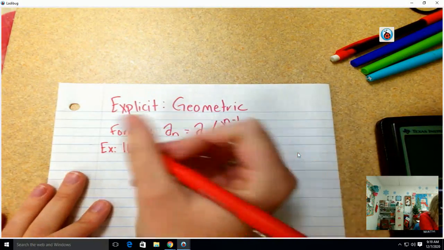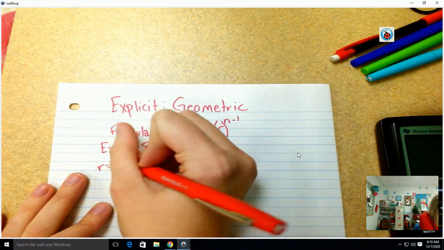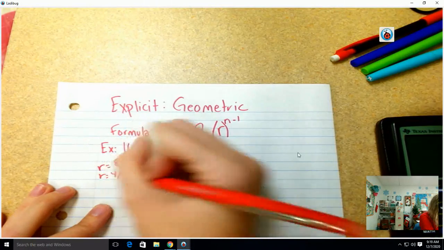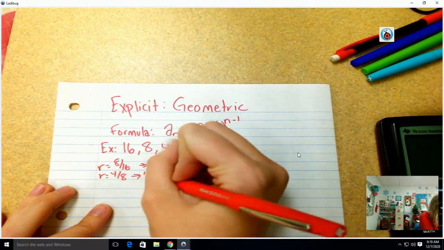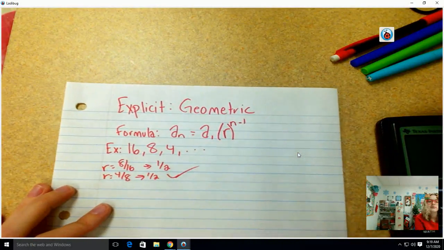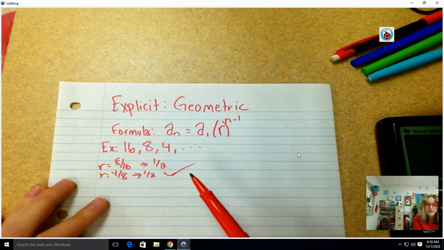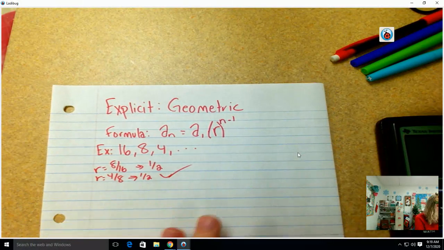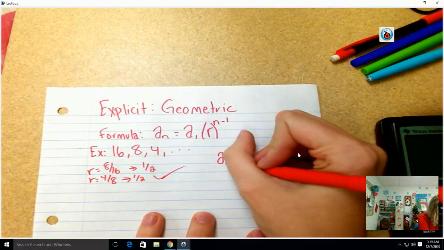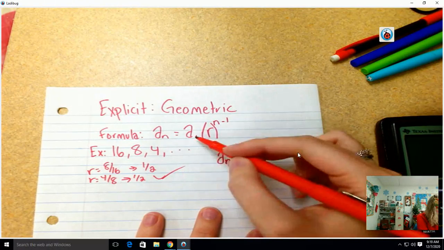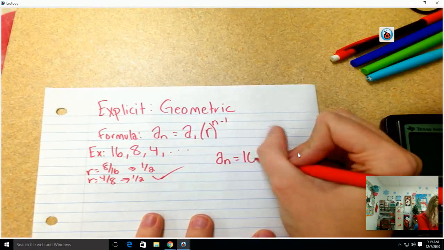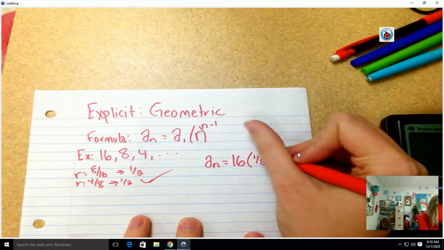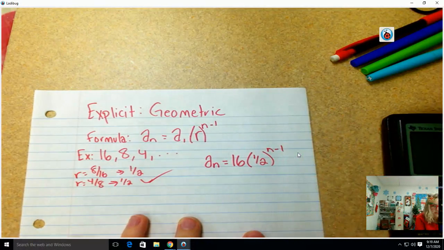We want to start by finding our common ratio. So 8 divided by 16 is going to give me a half. 4 divided by 8 is also going to give me a half, so that checks out. So my common ratio is 1/2. So I do just want to write the formula. I don't know what term I'm solving for, so it's just going to be a sub n equals my first term, so 16, times my ratio, so 1/2, to the n minus 1.